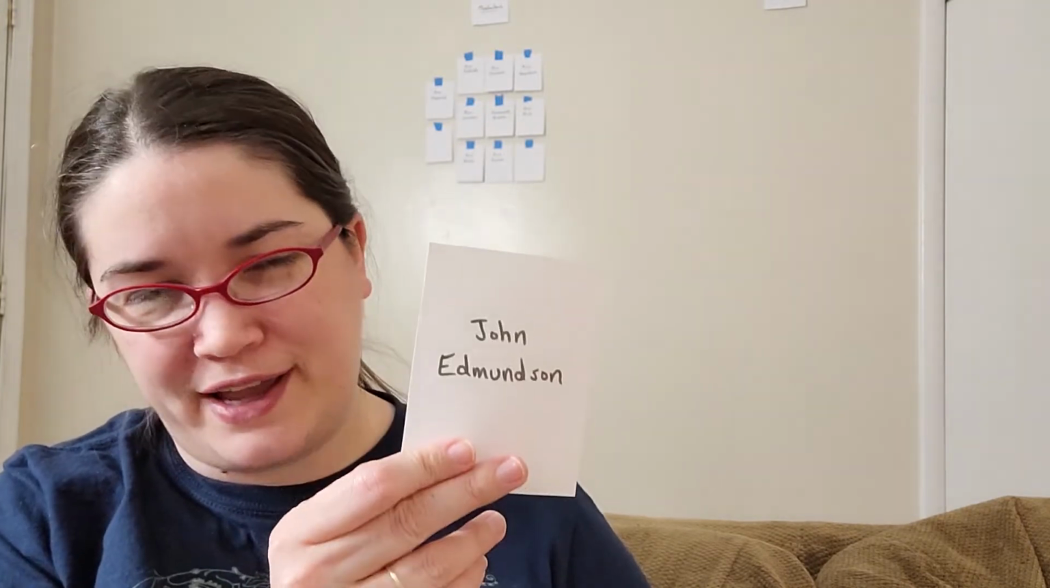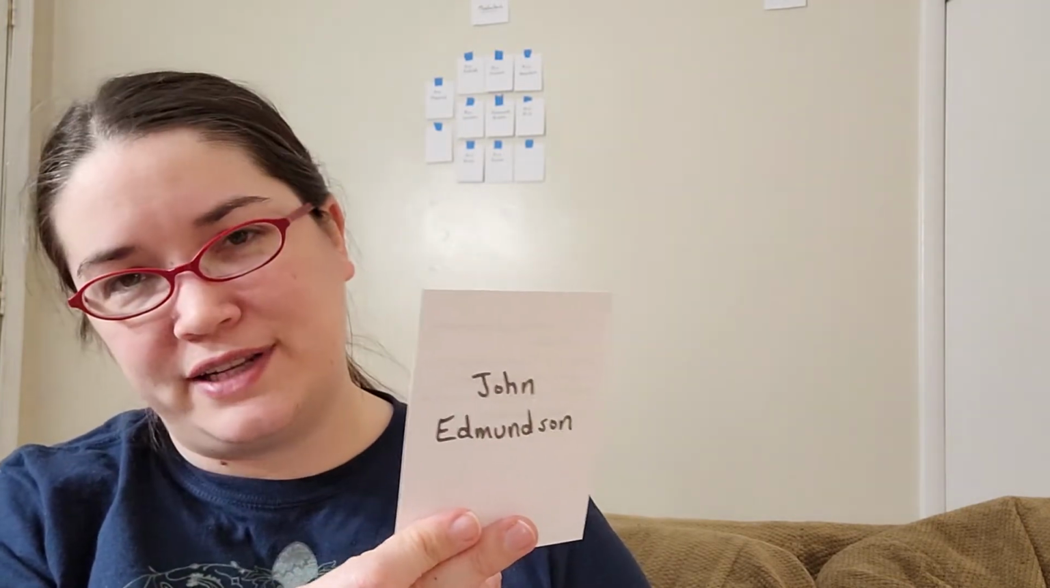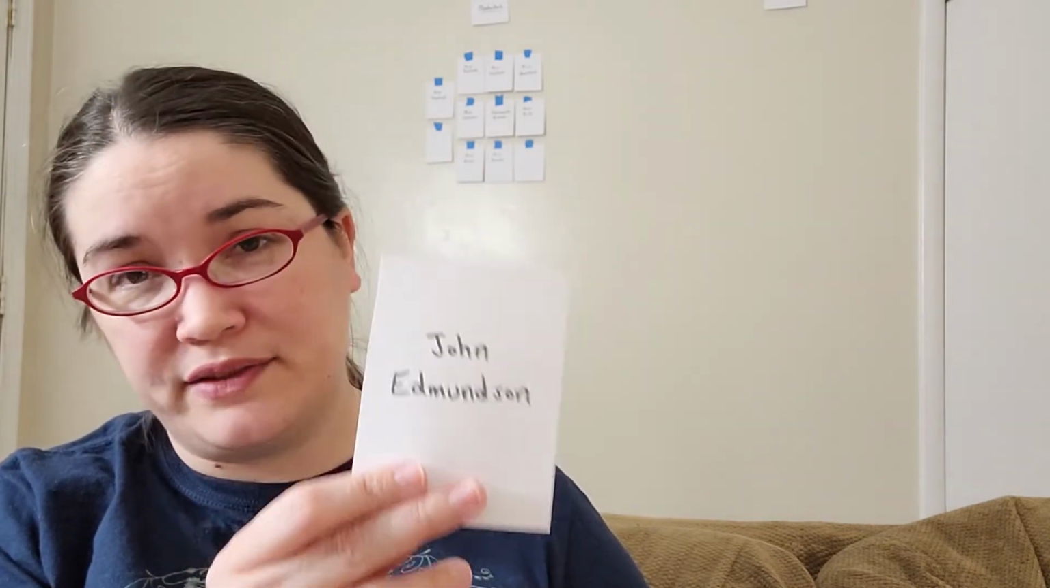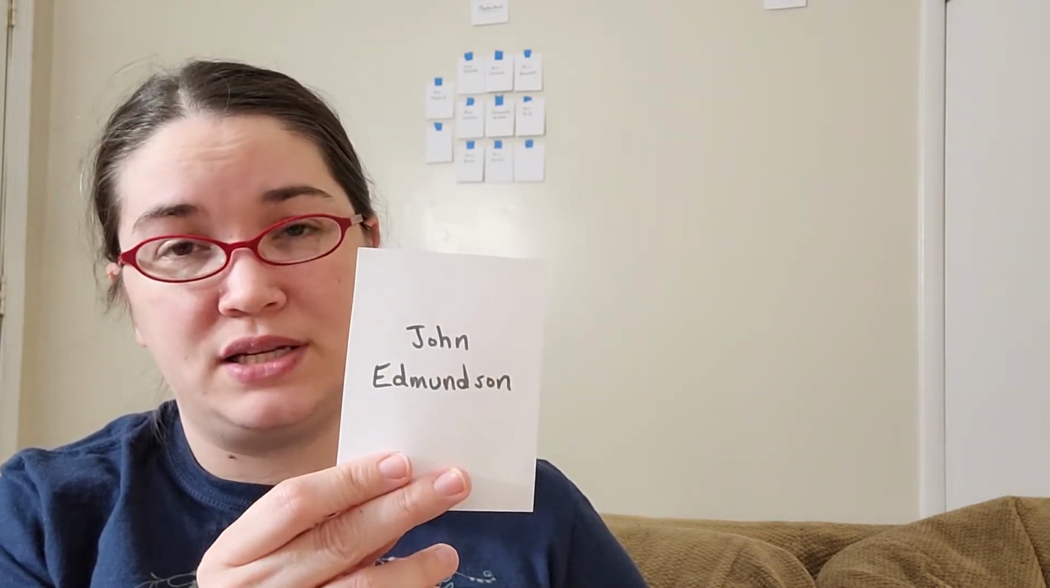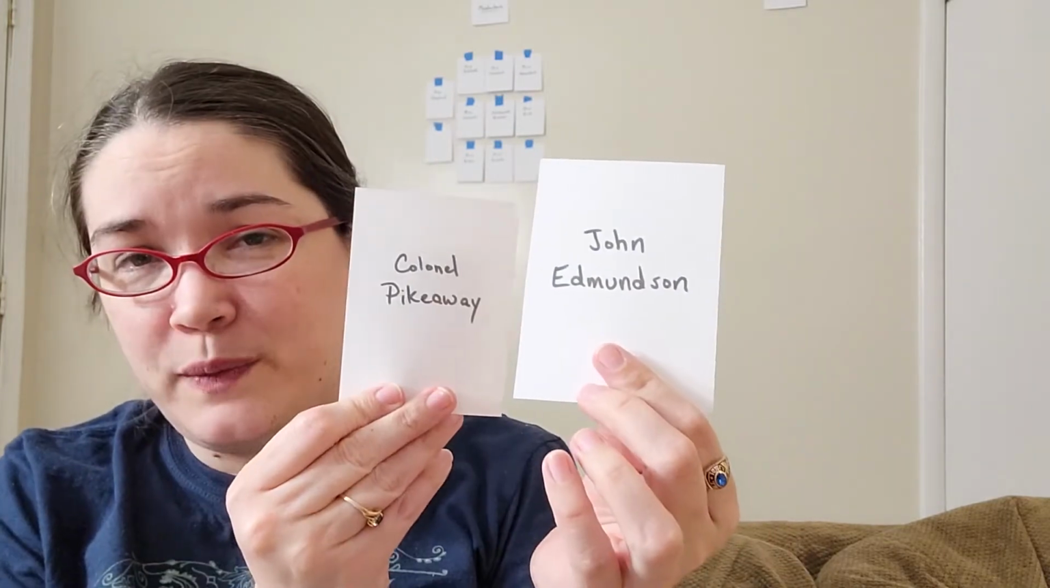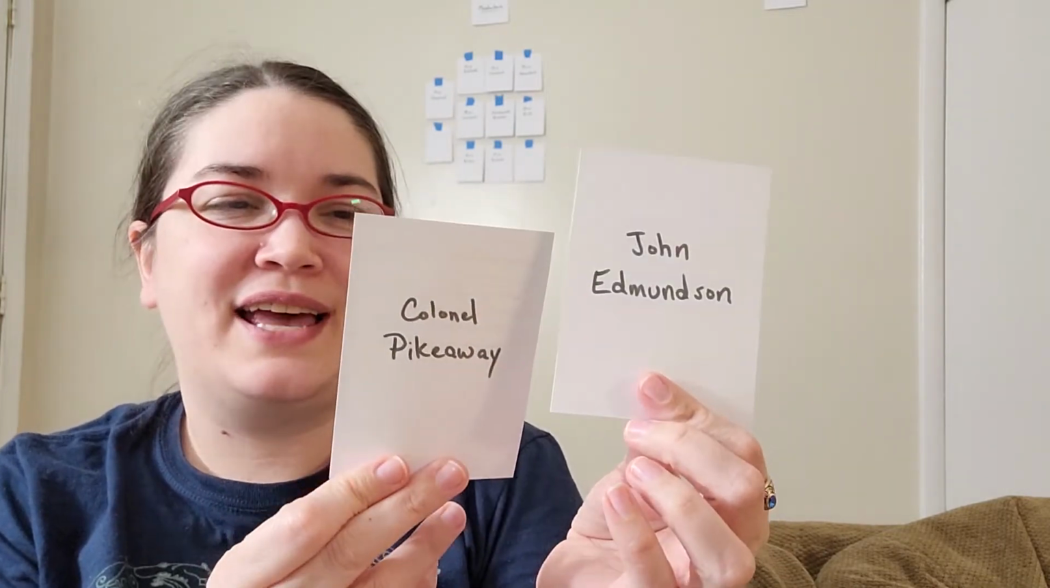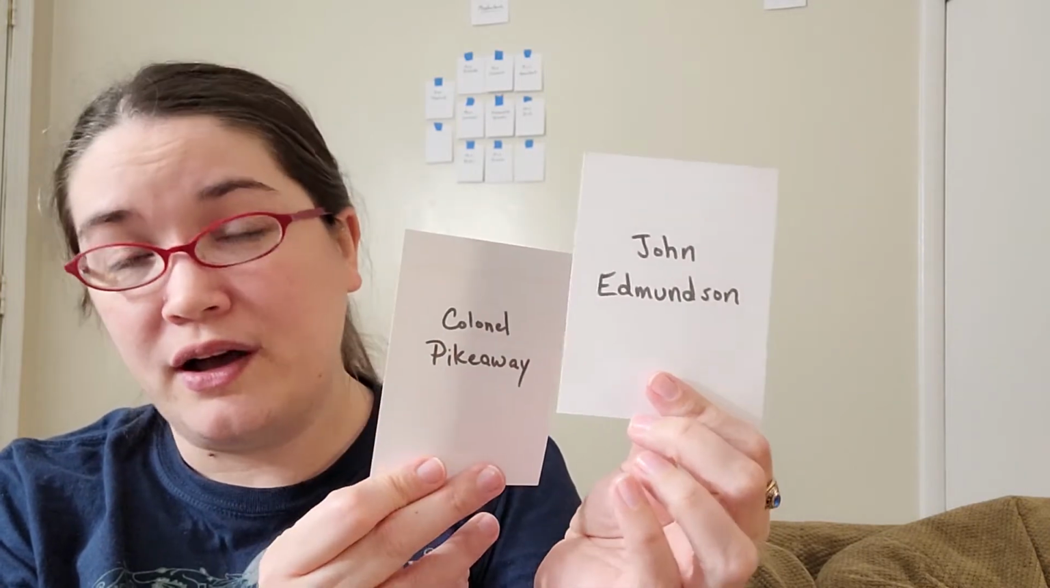So we've got another guy. He is the 3rd secretary at the embassy. Like I said, he gets the phone call, but he doesn't actually get to meet with Bob. But he does end up meeting up with Colonel Pikeaway. So we've got another guy. So this guy is a colonel at the Foreign Office.